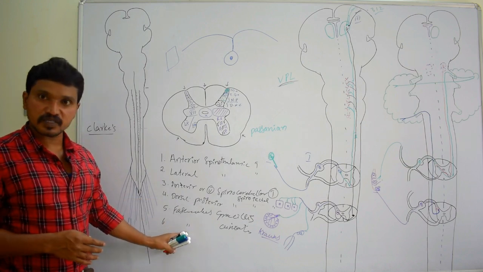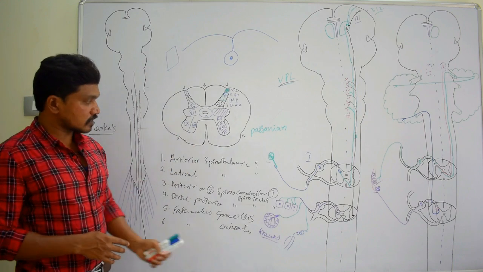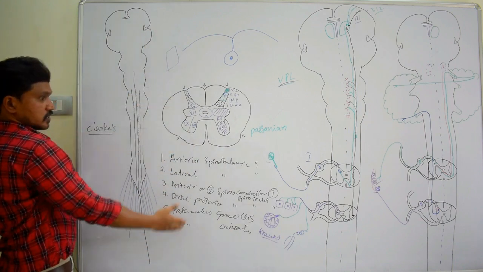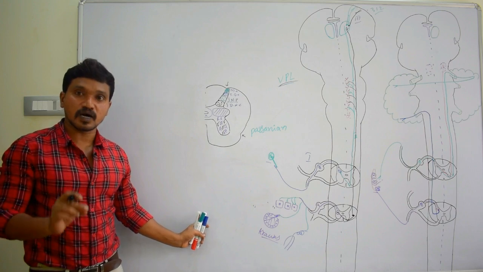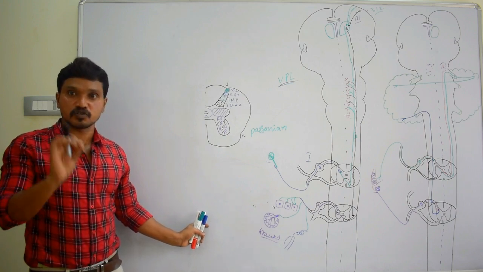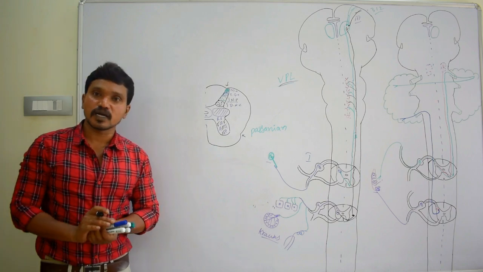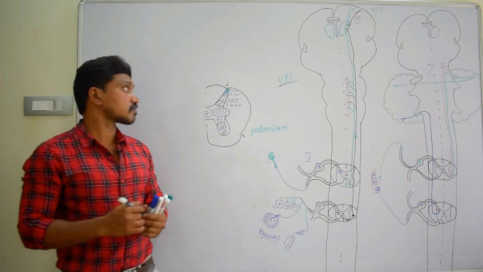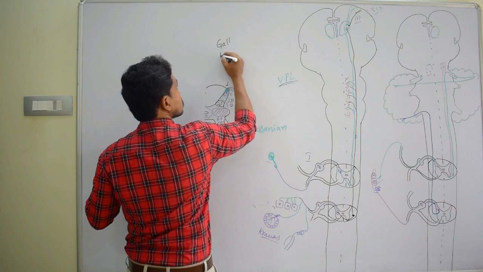Now what are we left with? Fasciculus gracilis and fasciculus cuneatus. For that we require some space. That's why I am removing this half. So finally we have to discuss the fasciculus gracilis and fasciculus cuneatus together. Right? Those tracts we can also call the tract of Goll and tract of Burdach.